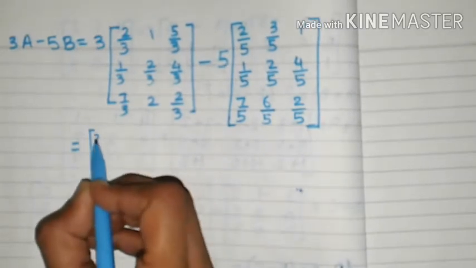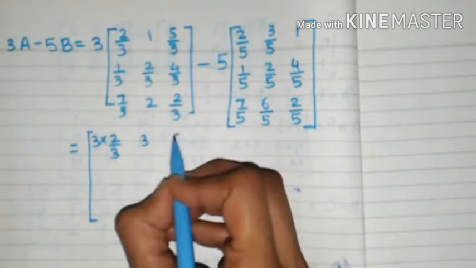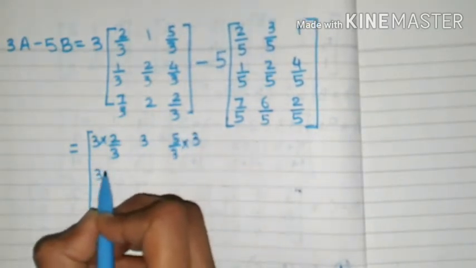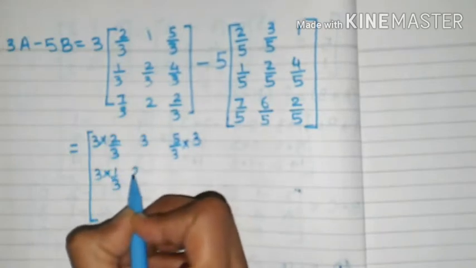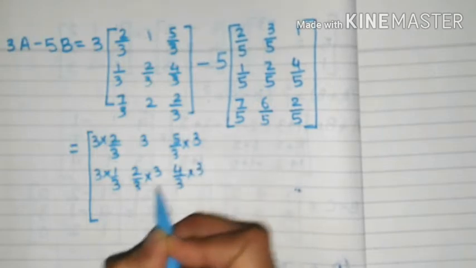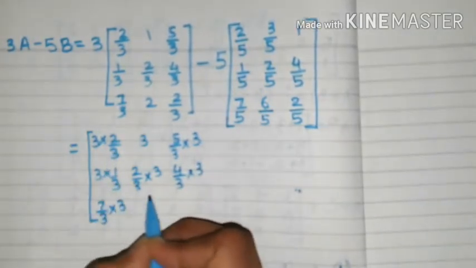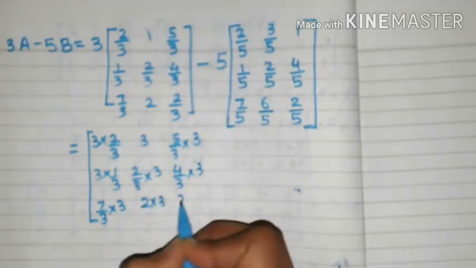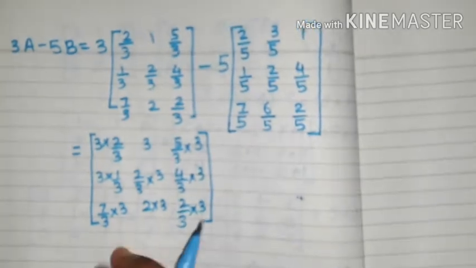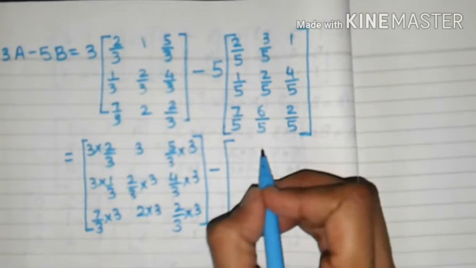So we will get 3 multiplied by 2 by 3. We have to multiply each and every element by the scalar. In this case it is 3. So let us be careful while writing down the matrix elements not to miss anything. So here we have done the scalar multiplication of the first matrix. Let's do the same for the second matrix.